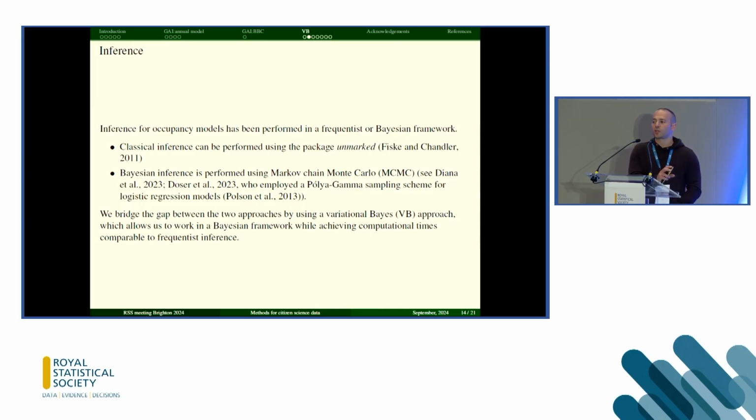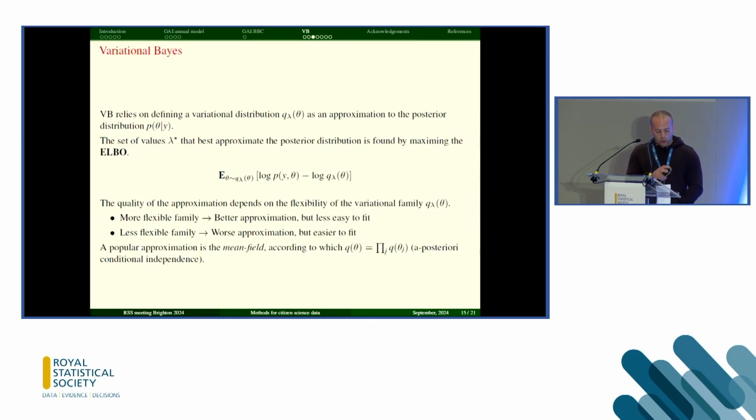The problem of Bayesian inference is that, even though it's exact, it tends to be quite slow. So we use a tool called variational inference, which still allows you to do inference in a Bayesian framework. You will have a Bayesian credible interval with that interpretation, but in computational time comparable to what you can achieve doing classical inference. Just to give a very brief overview of variational inference.